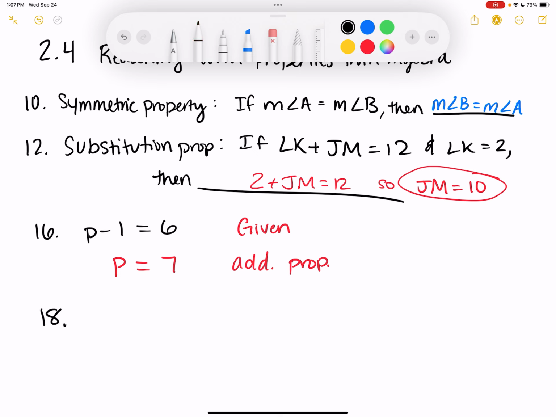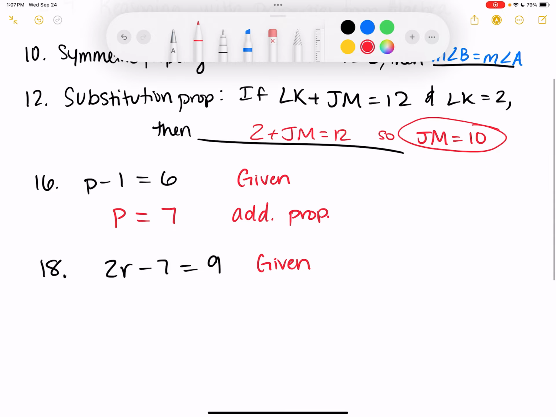18. 2r minus 7 equals 9. So that's my given. What would I do next? Add 7. And what allows me to do that? Addition property. Yep, addition property. So I have 2r equals 16. And then what would I do next? Divide by 2. So r is equal to 8. And what allows me to do that? Yep, division property.